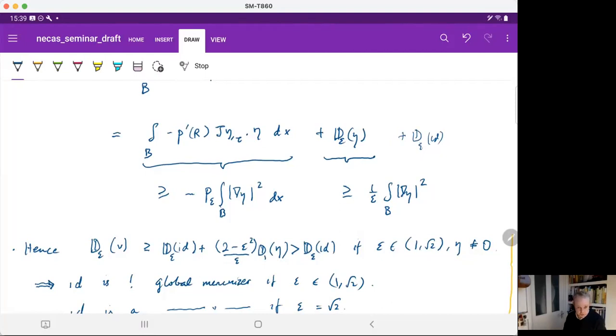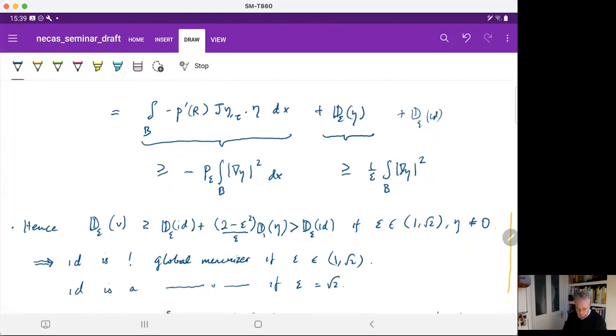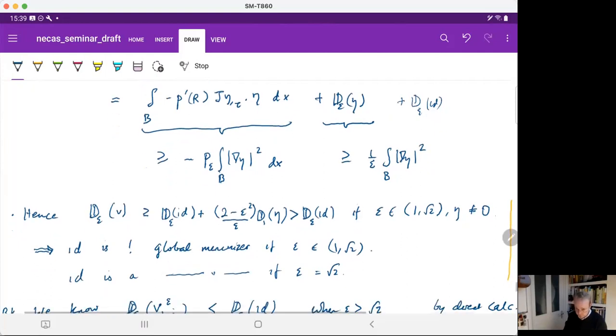So this was Marcel's result, and it's a very nice statement because it says that the identity is the unique global minimizer when epsilon's between 1 and √2 strictly, and it's just a global minimizer if epsilon's √2. We don't know whether it's unique or not there.